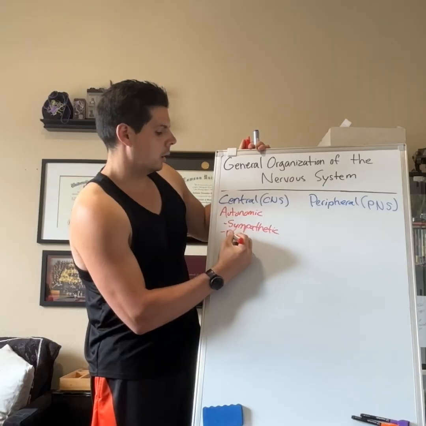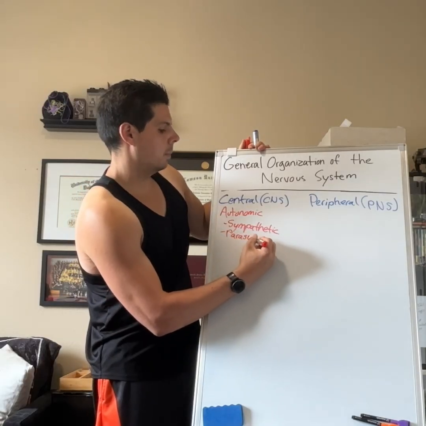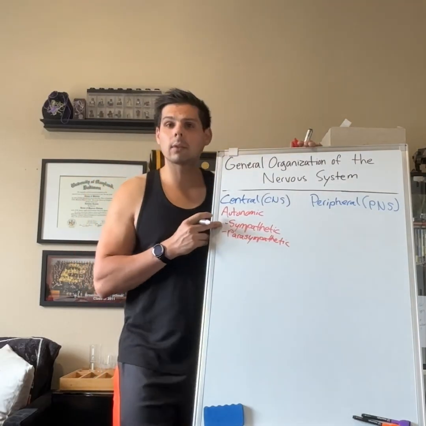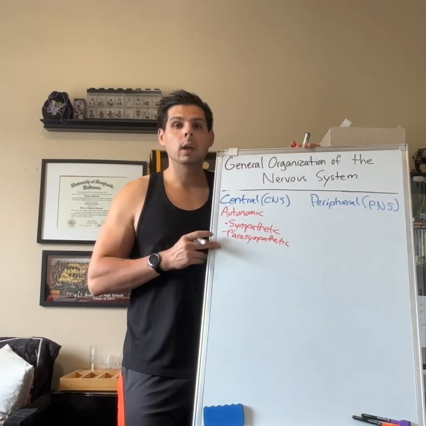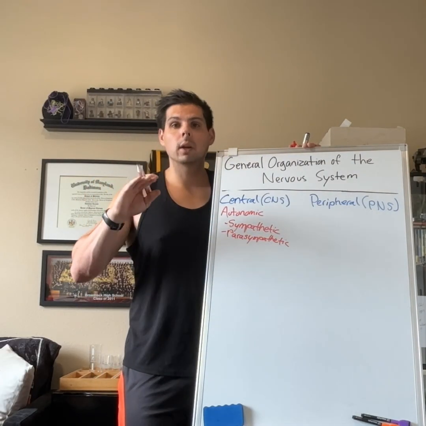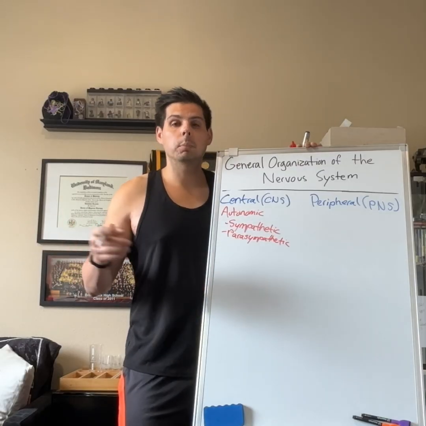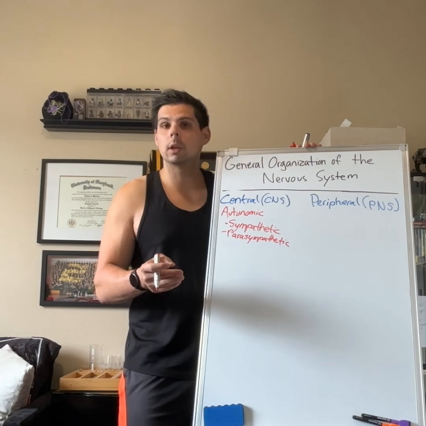Its counterpart is the parasympathetic branch of the nervous system. And it is the exact opposite of the sympathetic branch. The parasympathetic branch brings everything down, reduces your heart rate, gets the adrenaline out. This brings you into a more relaxed recovery state.